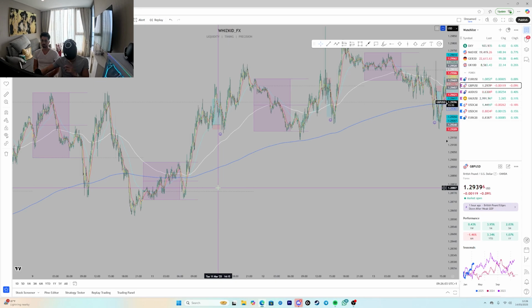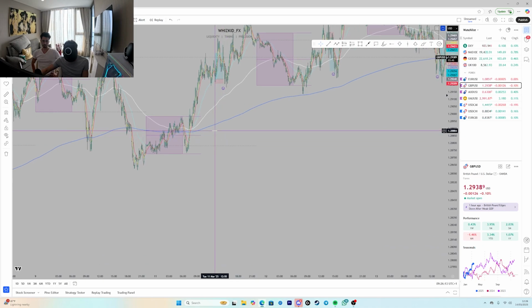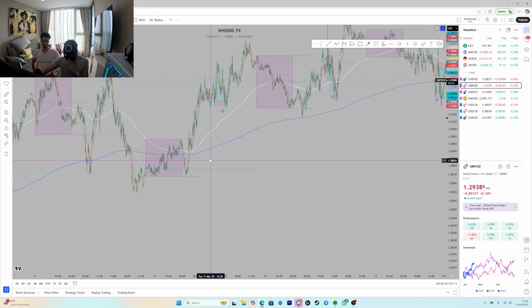We start the challenge on Tuesday 11 March 2025, and we start with GBP USD. It was a Tuesday, and we got our first TP already. This was almost a 1 to 6. Remember, all our trades that we take, we enter with 0.25%.